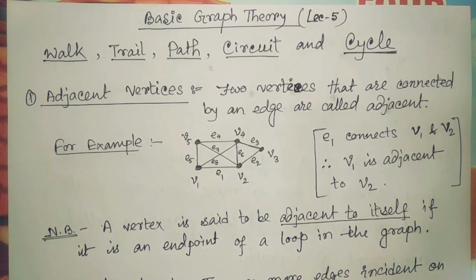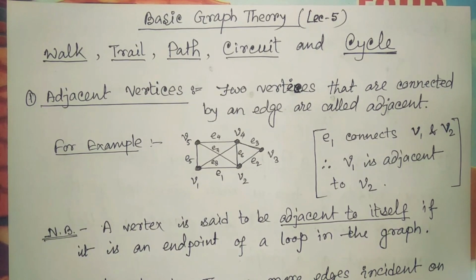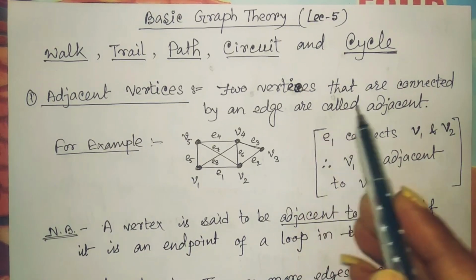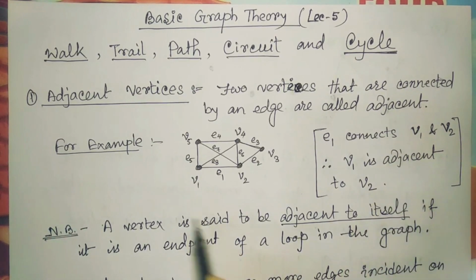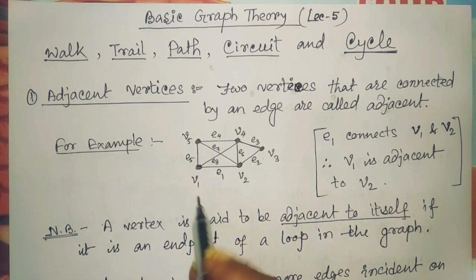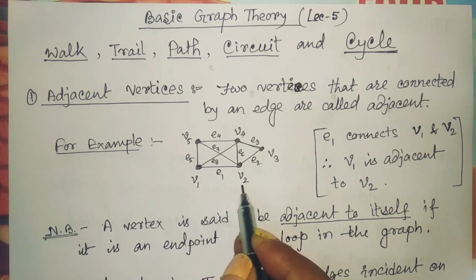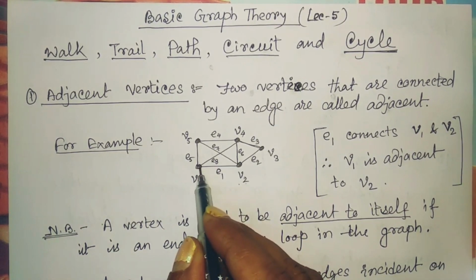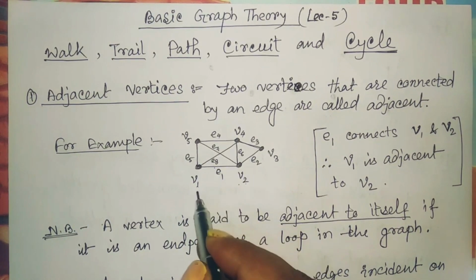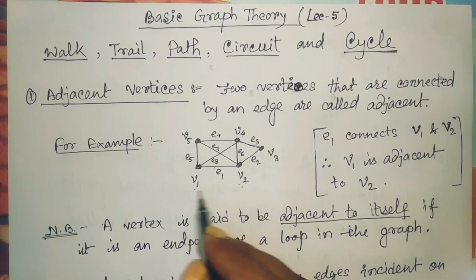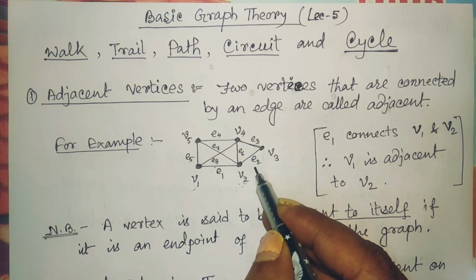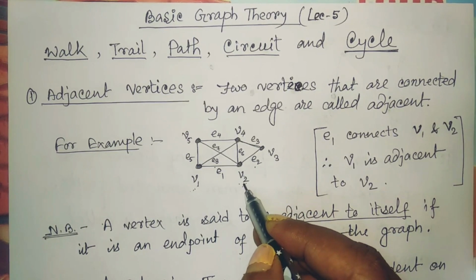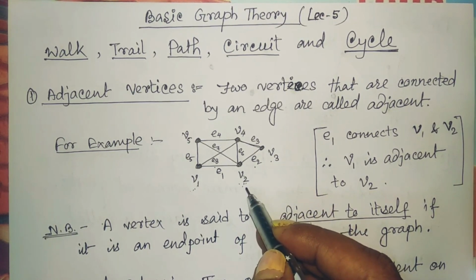But before starting that, we should know what adjacent vertices are. Adjacent vertices are two vertices that are connected by an edge. For example, this is a graph. Here, if we consider V1 and V2, these two vertices are connected by an edge, hence we can say V1 and V2 are two adjacent vertices. Similarly, V2 and V3 are connected by an edge E2, so V2 and V3 are adjacent vertices.